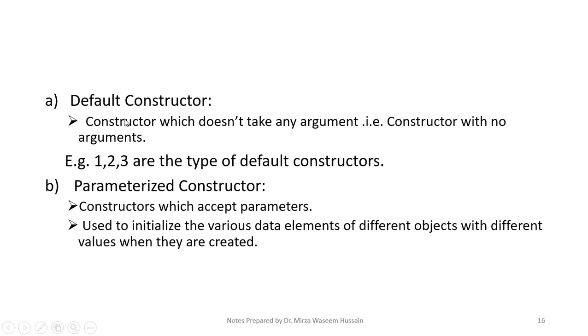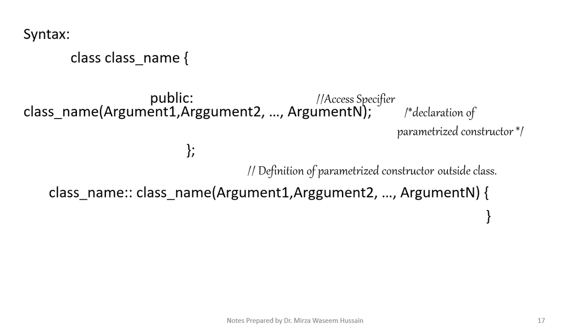Let's start with the default constructor. We have already discussed the default constructors in examples 1, 2, 3. The constructors that do not have any argument are called default constructors. They are invoked automatically. The examples 1, 2, 3 that we specified are types of default constructors. Now move to the parameterized constructors. Any constructor that accepts parameters is called a parameterized constructor. The main purpose of a parameterized constructor is to initialize the objects with different values whenever they are created. These things will be clear in the following example.